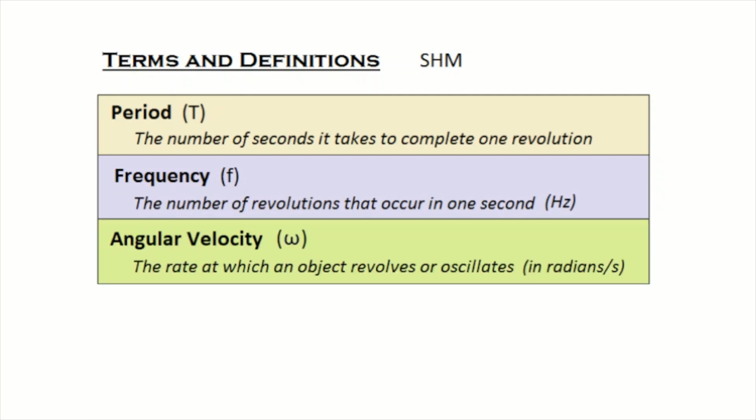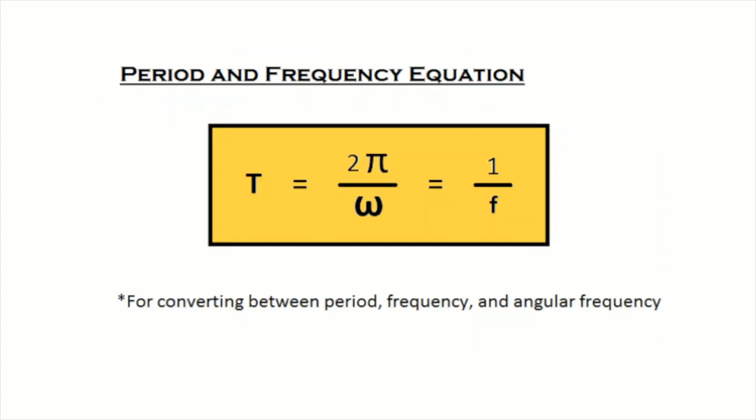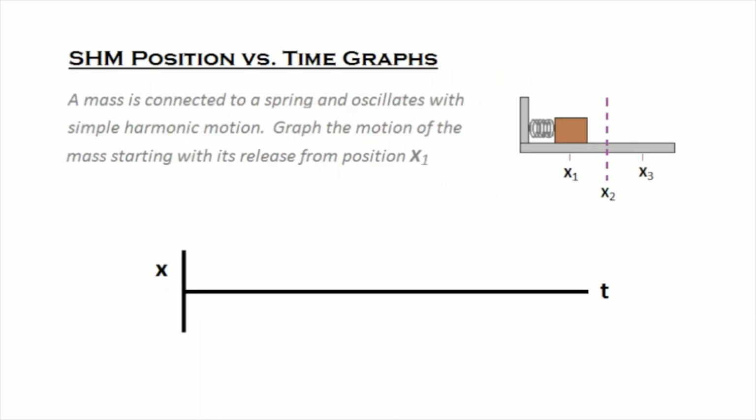Angular velocity is the Greek letter omega. This is the rate at which an object revolves or oscillates. We measure that in radians per second. And amplitude is capital A. This is the length from equilibrium to the maximum position the object reaches away from equilibrium. We measure it in meters and know that it's a scalar. This will always be a positive amount. Next, looking at an equation. This is more of a conversion. If you know any of the variables period, angular velocity, or frequency, you can use this equation to find the others. Finally, I want to talk you through a position versus time graph for this type of motion.